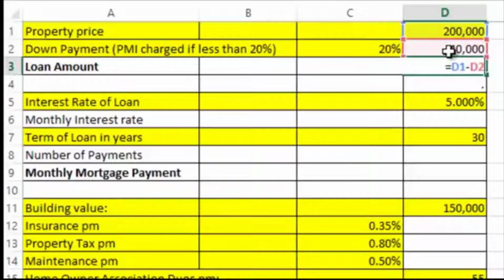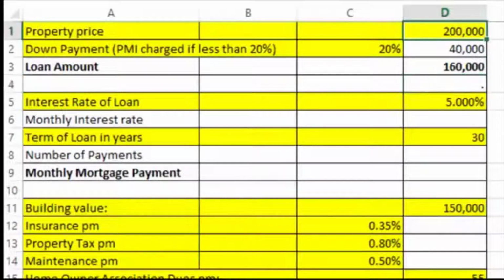Press enter, right? So it's the blue cell minus the red cell, and that gives me 160,000. And again, I'll do it a different way. If I wanted to, I could go equals D1 minus D2. See that? So that's the loan amount.